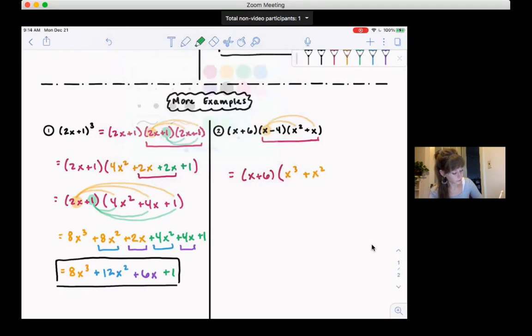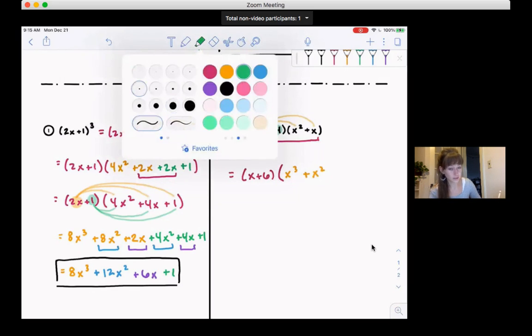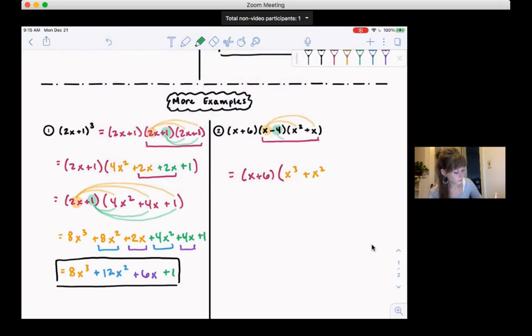Now let's distribute the minus 4. So pay attention that it's a minus 4 this time. Minus 4 times x squared is minus 4x squared. Minus 4 times x is minus 4x.